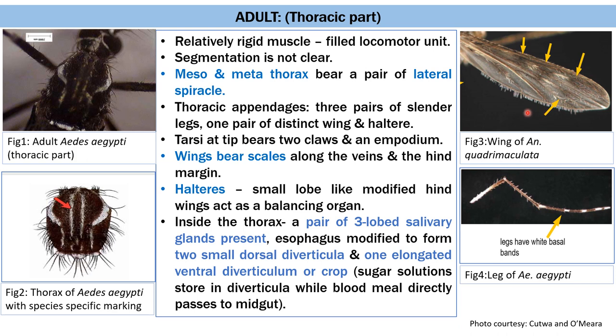Figure 3 shows wings of Anopheles quadrimaculatus. You can see the specific light and dark pattern of the scales present on the wings of Anopheles quadrimaculatus. There are four black spots present, marked here. So it shows that the bands and specific patterns can be used for identification of mosquito genus as well as species.